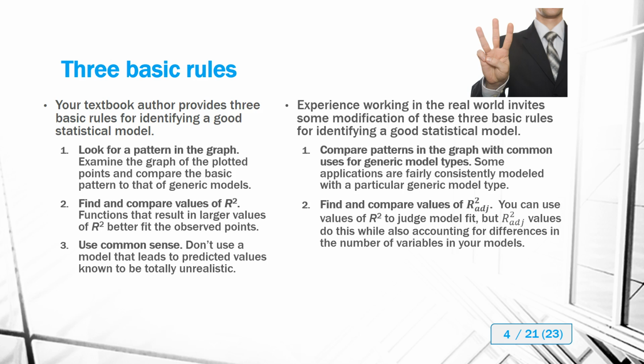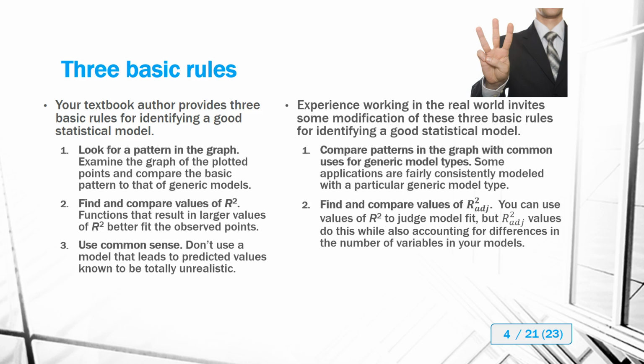Second, my suggestion is to find and compare values for adjusted R squared. Now, you can use R squared values to judge model fit. There's nothing especially wrong with that. Just understand that the adjusted R squared models are actually preferred. I actually prefer using this value instead of the R squared value because the adjusted R squared value will account for the differences in number of variables. Not all model types have the same number of variables.